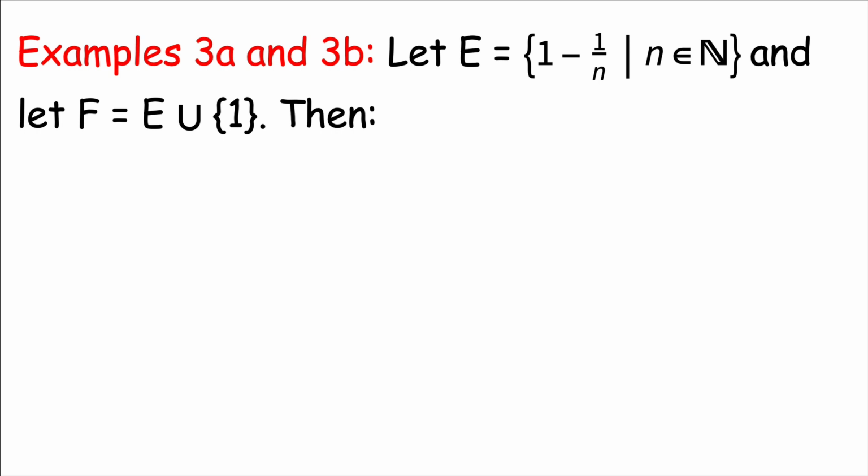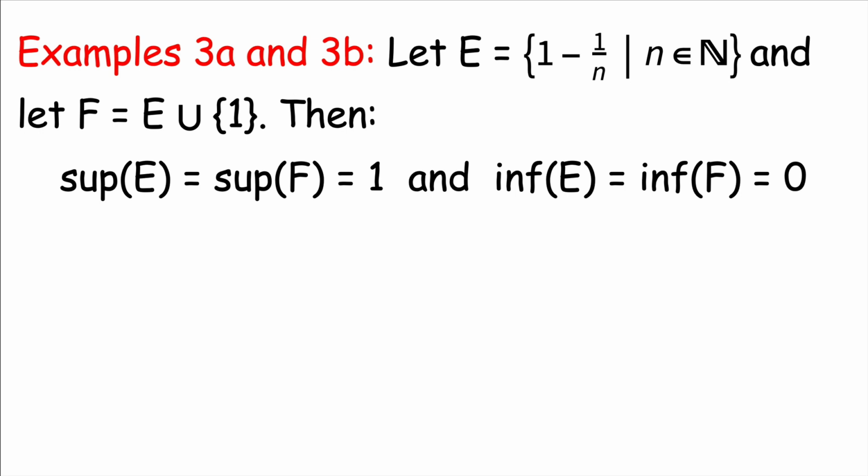These are both infinite sets, but they are discrete infinite sets, countably infinite if you know what that means. Let E be the set of all numbers of the form 1 minus 1 over n, where n ranges over the natural numbers. In other words, n is first 1, then 2, then 3, then 4, etc. So the elements of E include 1 minus 1, which is 0, 1 minus 1 half, which is 1 half, 1 minus 1 third, which is 2 thirds, 1 minus 1 fourth, which is 3 fourths, etc. And let F be E union with 1 point, the number 1. Then we can say that the sup of E equals the sup of F equals 1, and the inf of E equals the inf of F equals 0.